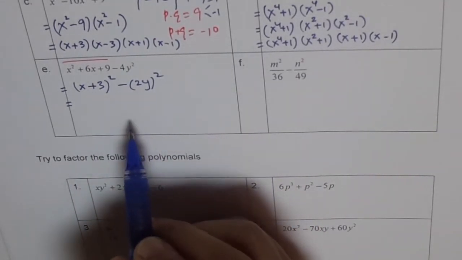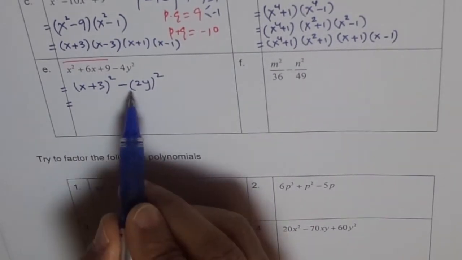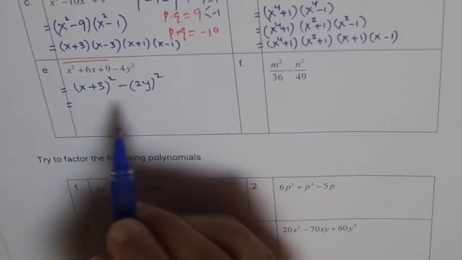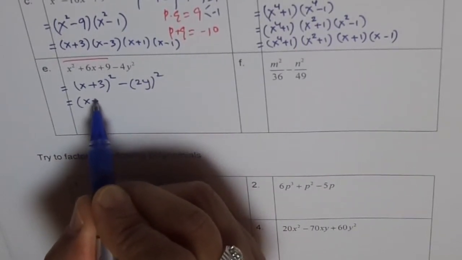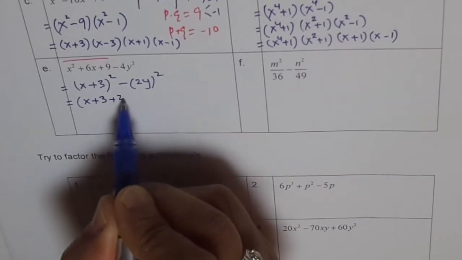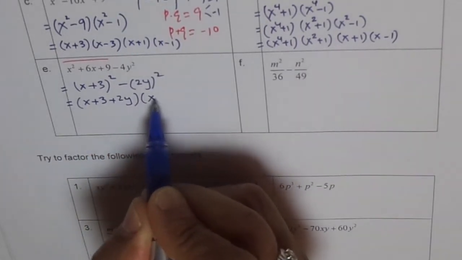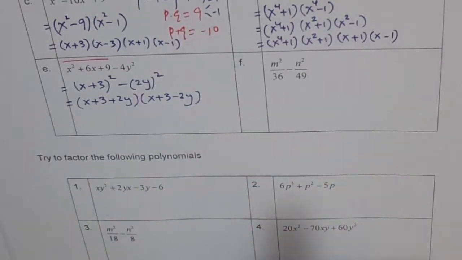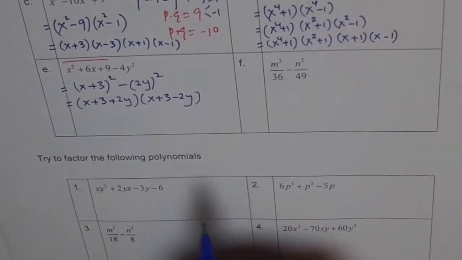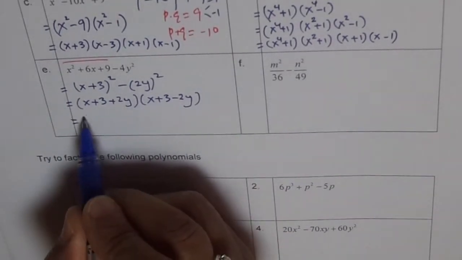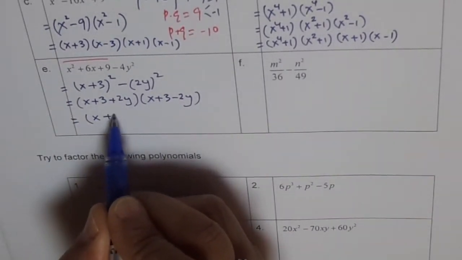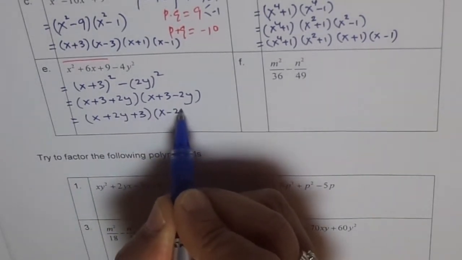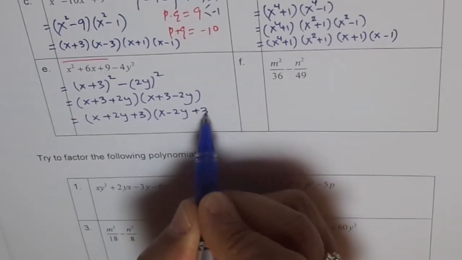Here it is difference of squares, so I can write them as a plus b times a minus b. What is a? A is x plus 3 and b is 2y. So I'll write this as x plus 3 plus 2y times x plus 3 minus 2y, and that is how I'm going to factor it. Do you see that? This is a good practice to write numbers at the end. Therefore, I'm writing this as x plus 2y plus 3 times x minus 2y plus 3. Correct?